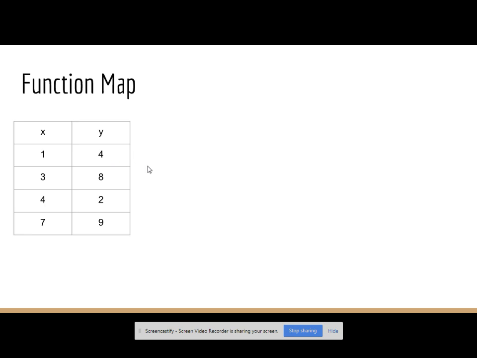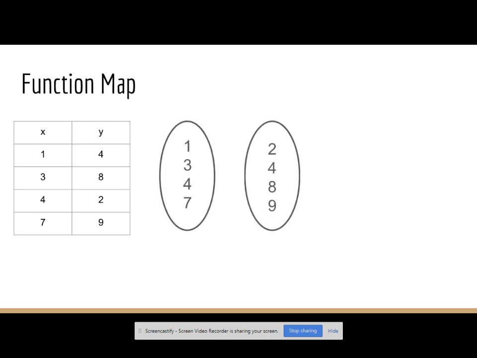The way you draw a function map looks like this. The idea is that we have two oval shapes. The fact that it's a perfect oval doesn't mean anything; it's just a way of grouping. So the x values, the input values, that's the domain. We're going to list all the domain values here: 1, 3, 4, 7. For the function map, it's proper to put the numbers in order from least to greatest. We also don't repeat any numbers when we're talking about a function map, and that'll make more of a difference here in a minute.